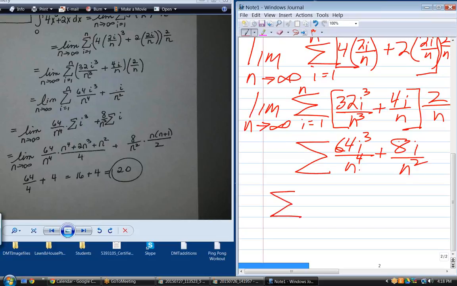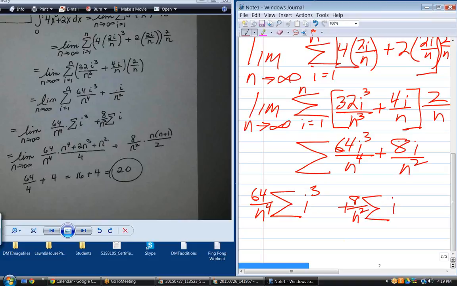We're going to take the 64 and the n to the fourth outside the sigma, leaving behind i cubed, plus another sigma with an 8 over n squared outside the sigma times i.